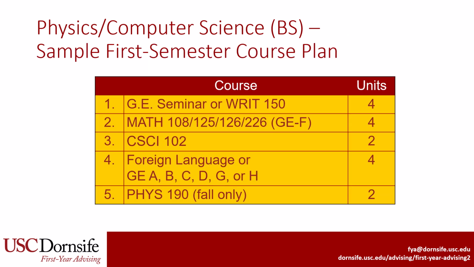This is a sample first semester course plan for students in the physics and computer science major. For students who have AP credit or satisfy the challenge exam for Computer Science 102, they may replace this course with an elective or additional GE in their first semester. Once again, Physics 190, the 2-unit seminar course, is only offered in the fall. We recommend taking it in your first year to get the most out of this course.